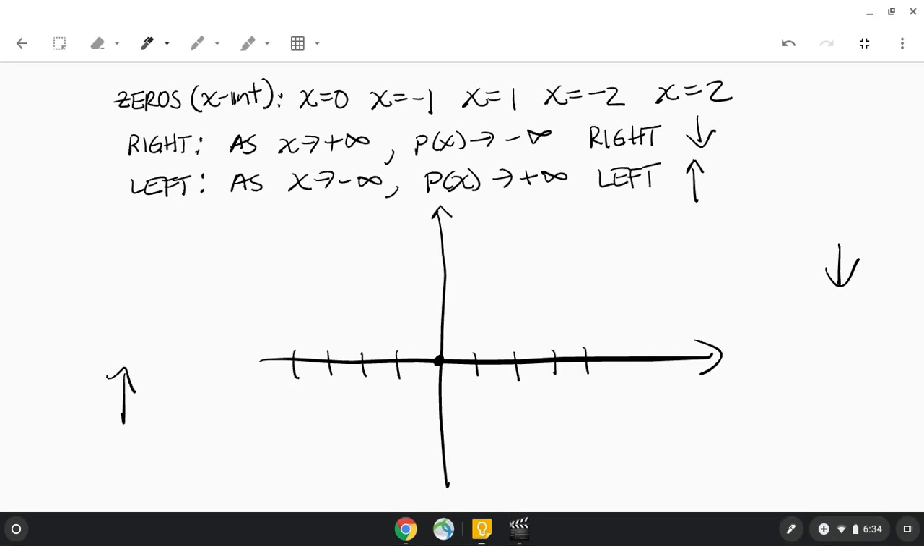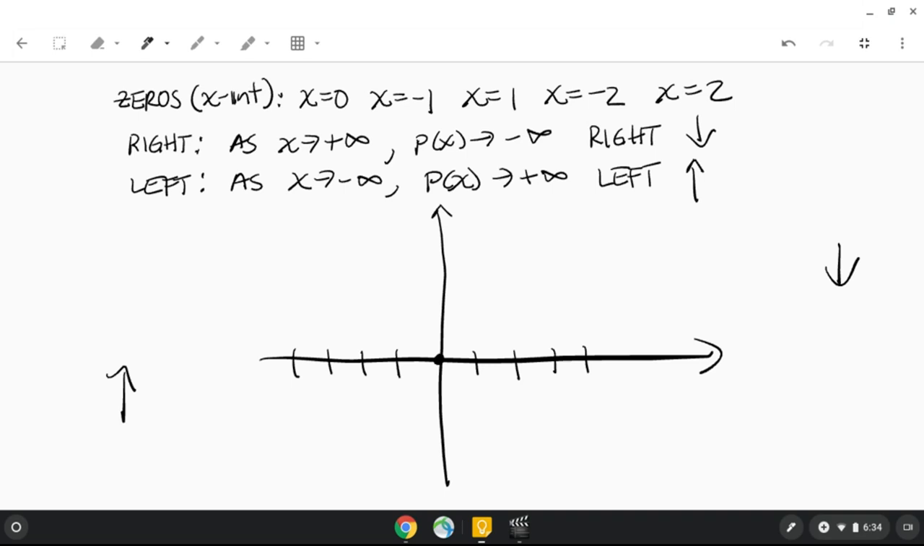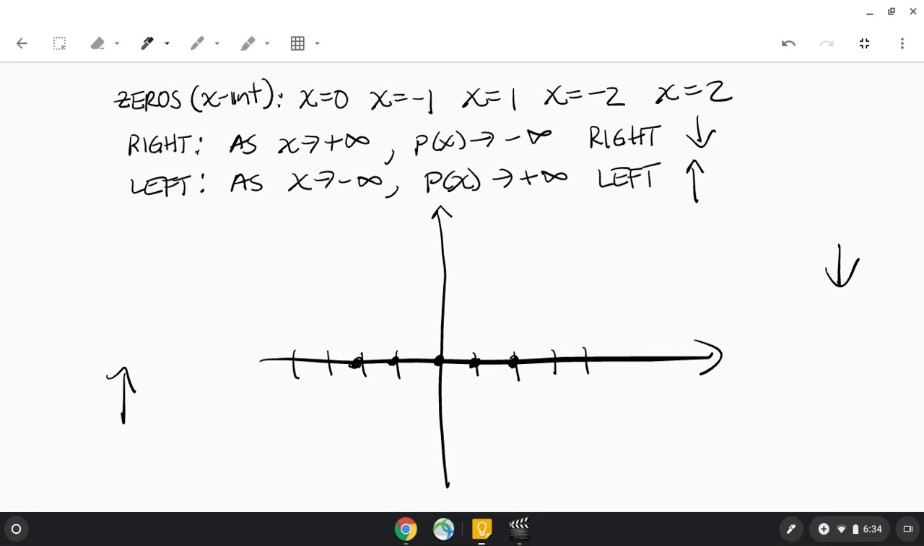And I have one at -1, +1, -2, and +2. Okay, so my graph needs to cross through all of these points, and on the left-hand side, it should be up, and on the right-hand side, it should be going down.